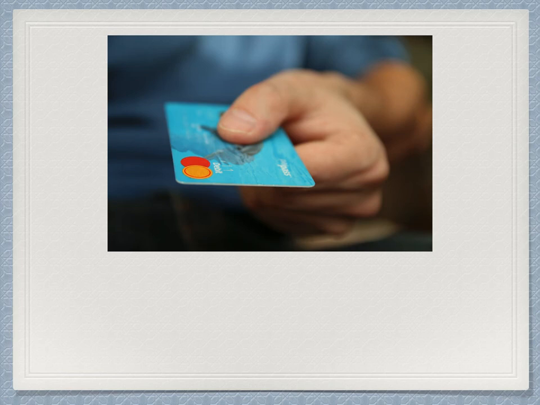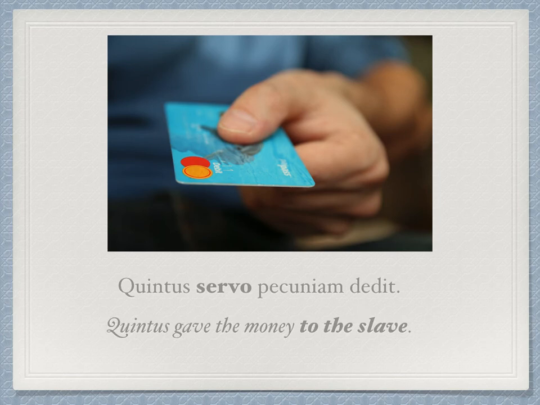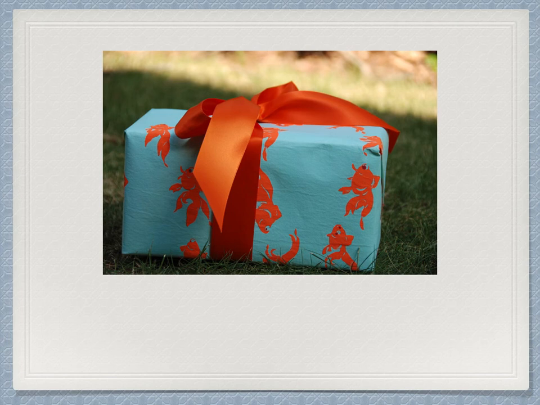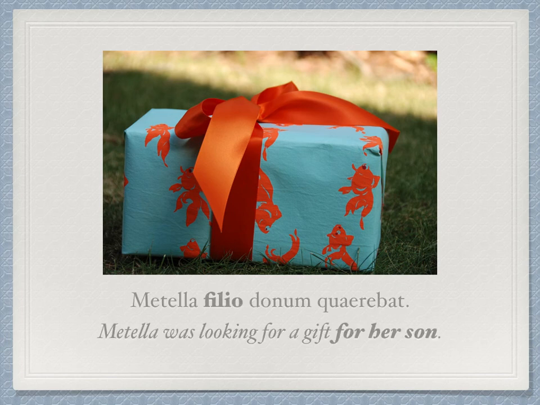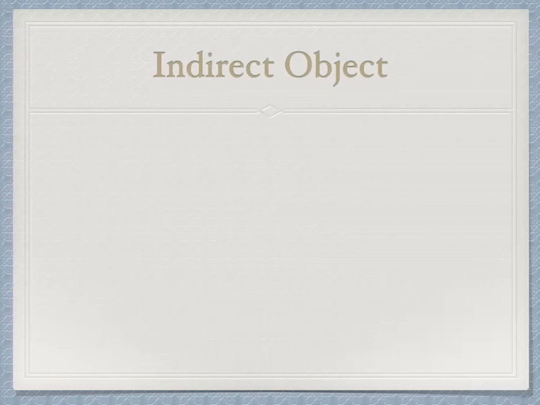So if we look at a couple of examples, Quintus servo pecuniam dedit. Quintus gave the money to the slave. Or another example, Metella filio donum quaerebat. Metella was looking for a gift for her son. Those nouns in bold are known as an indirect object.